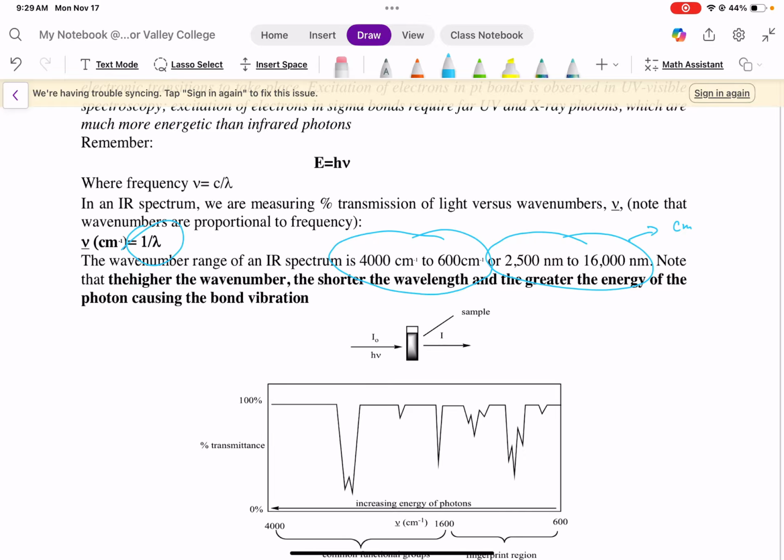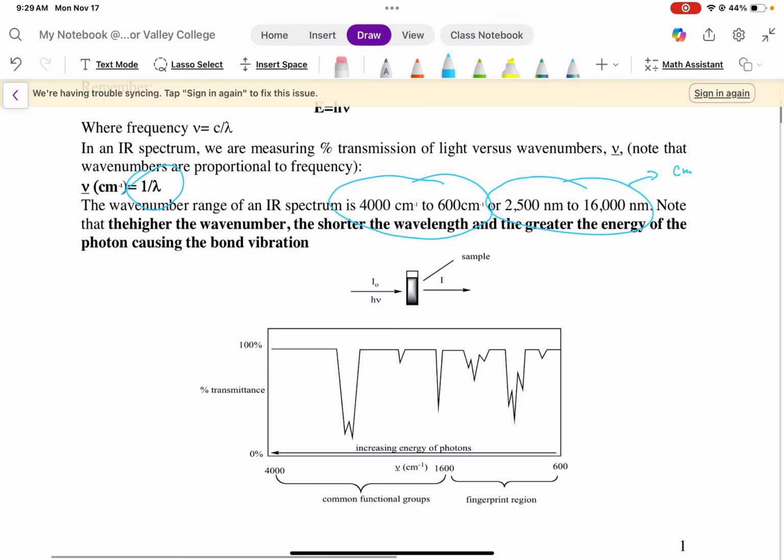All right, now the larger the frequency, this is called the frequency, not the actual frequency, but proportional to the frequency, called a wave number, by the way. The larger this wave number, the more energy. So you can see right here, more energy, lower energy, right?